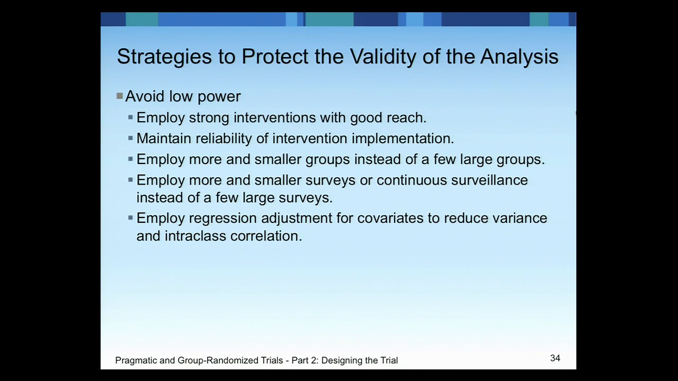And then the last point here is employ regression adjustment. I mentioned that under protecting the validity of the design because it's a way to correct for potential confounding. It's also a great way to reduce variance and interclass correlation. We can often reduce interclass correlations by 50, 60, 70% by adjusting for the right covariates. So that's an important technique that can very much help power.